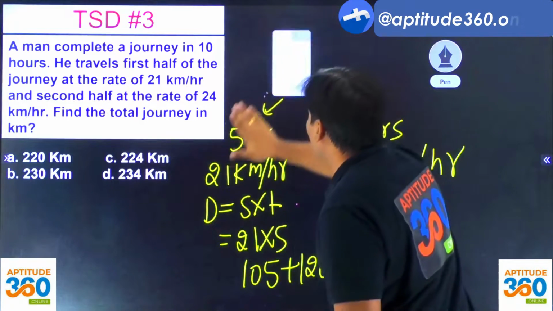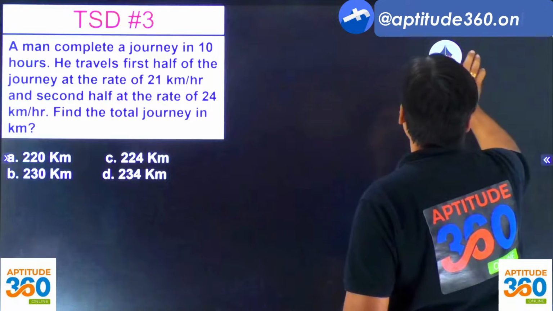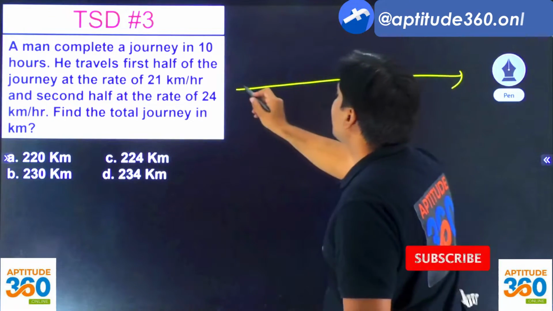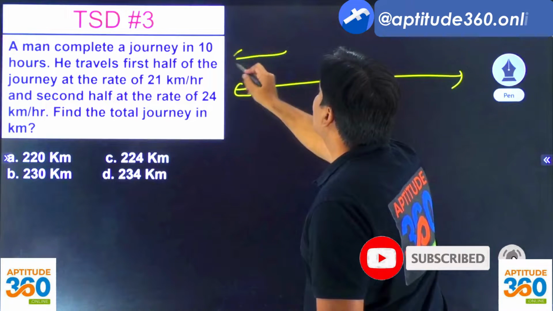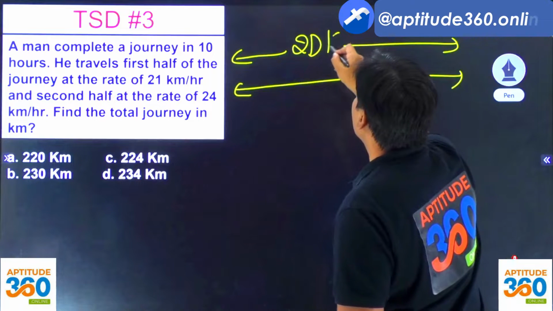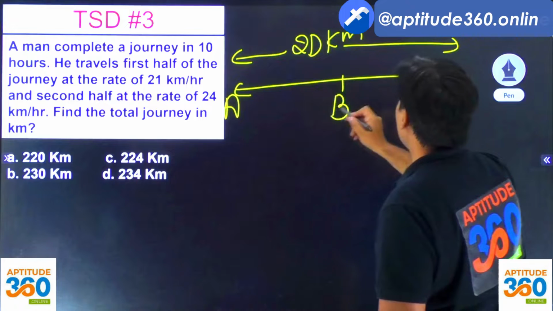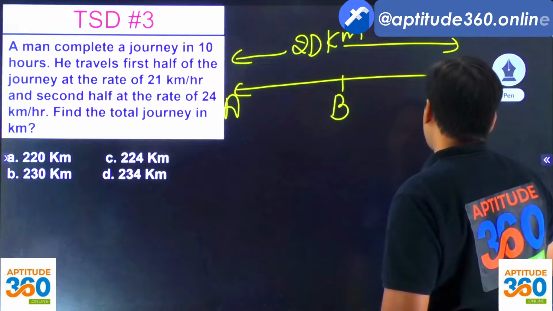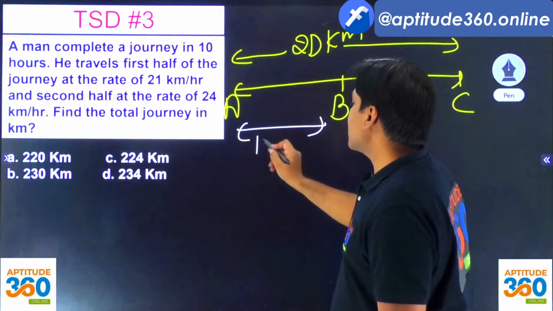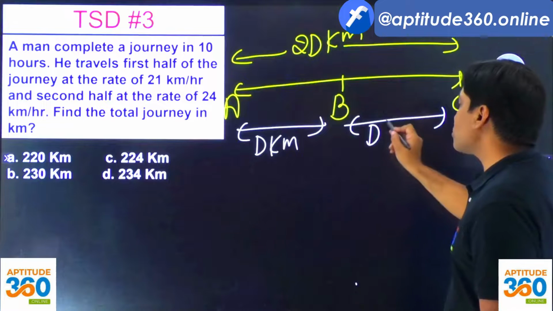So what is that you should be doing? Rather than doing this, you should take half of the distance. So what if I take this as 2d kilometers? Do you understand this? 2d kilometers. Say this is point A and this is point B and this is point C. So the distance between point A and B is, this distance is d kilometers, and the distance between B and C is also d kilometers.